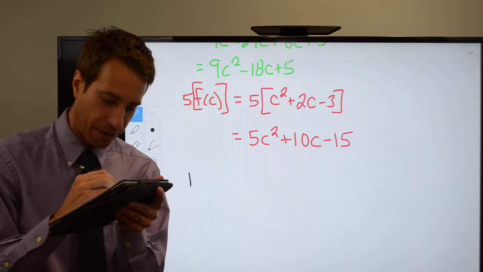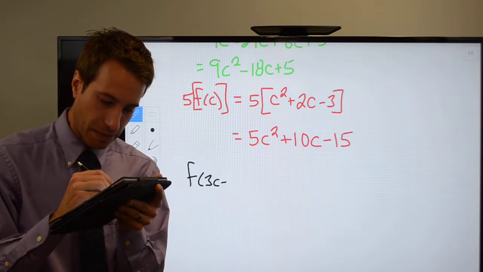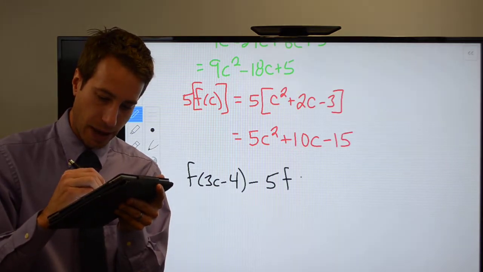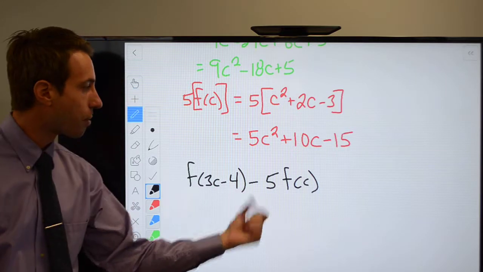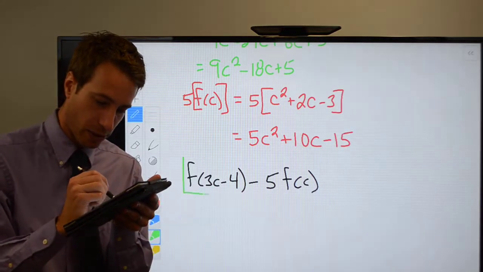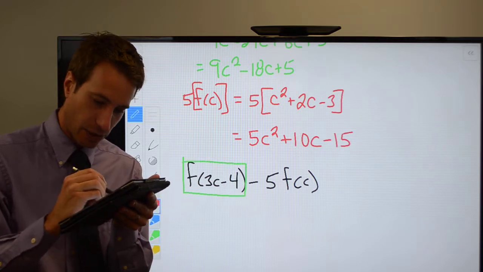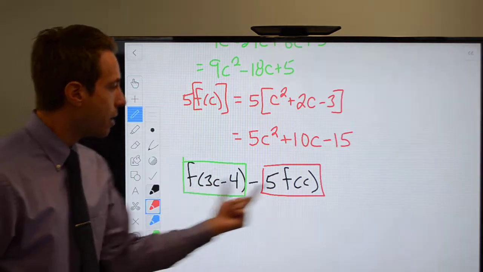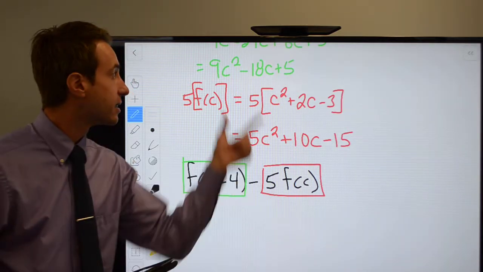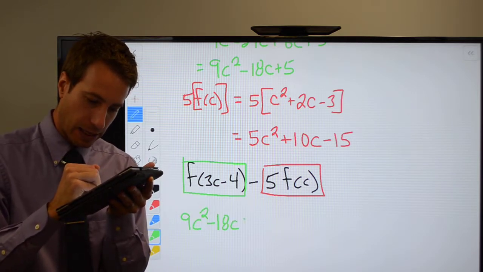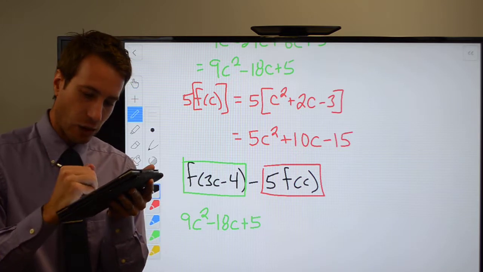Okay, now what they ask you to do then in the problem is, remember, it was this. They wanted f of 3c minus 4 minus 5 f of c, right? This was the problem you were originally given. And we went ahead and we split it up and said, all right, well, let's do this part in green. Let's do this part in red. So now all you need to do is just go back and plug in those pieces. Here's my green piece, 9c squared minus 18c plus 5. That's all going to be minus.